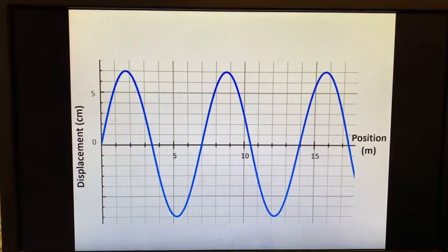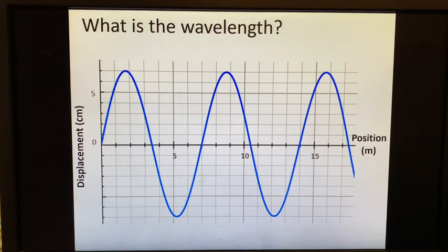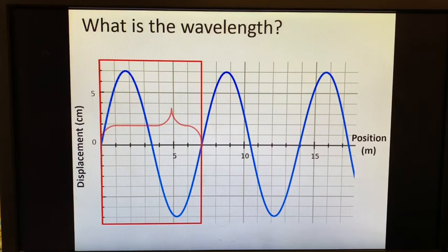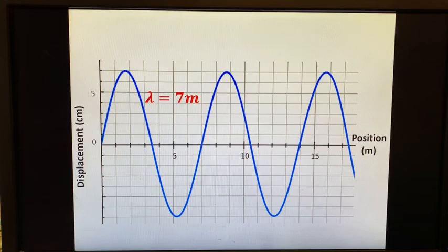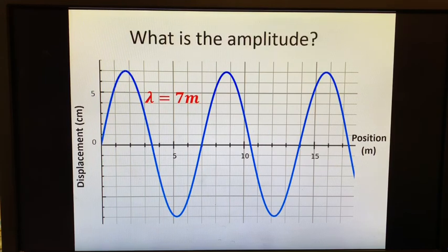Now let's do some practice on graphing waves. Here we have a graph of a wave. What is the wavelength? Analyze, look at it carefully. Okay, there's one wave, one cycle of the wave. How long is that one cycle? 7 meters. Okay? Now, let's talk about amplitude. The height of the wave. Analyze it. 7 centimeters. That's our amplitude.